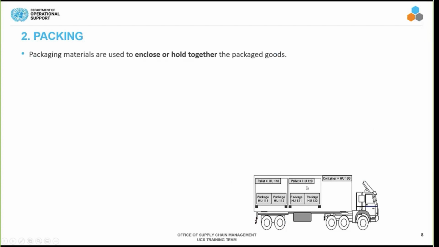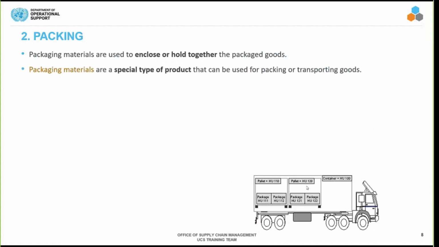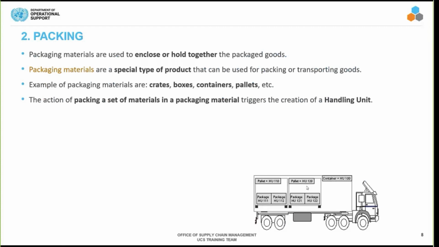Packaging materials are used to enclose or hold together the packed goods. Packaging materials are a special type of product that can be used for packing or transporting goods. Examples of packaging materials are crates, boxes, containers, pallets, etc. And the action of packing a set of materials in a packaging material triggers the creation of a handling unit. This is Umoja terminology, but it's basically just putting a set of materials into a packaging material.